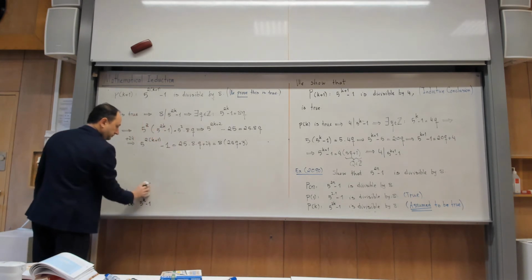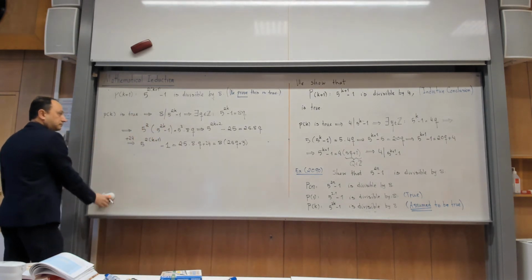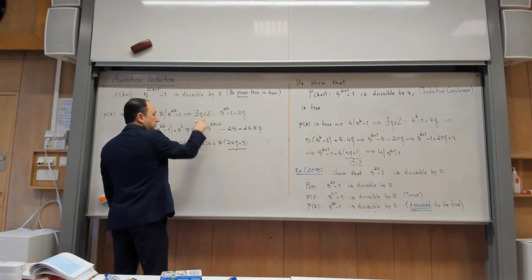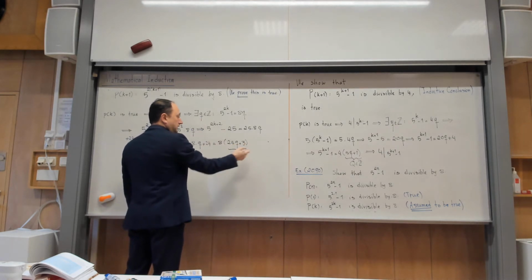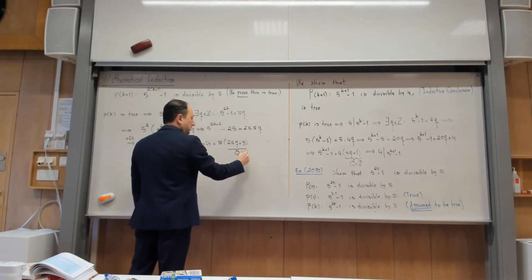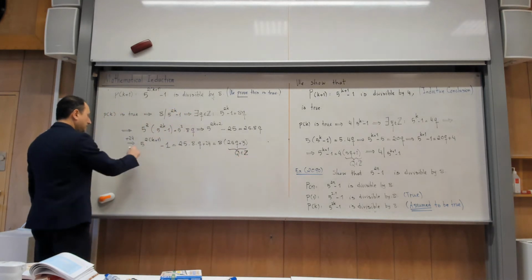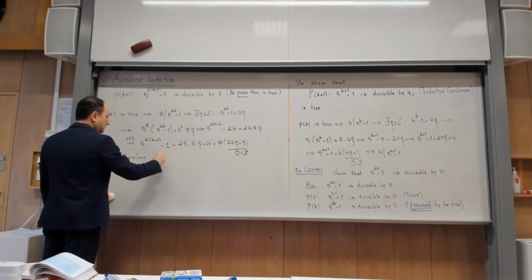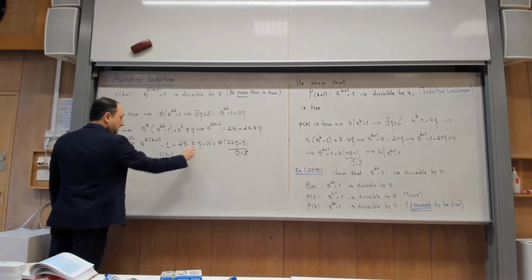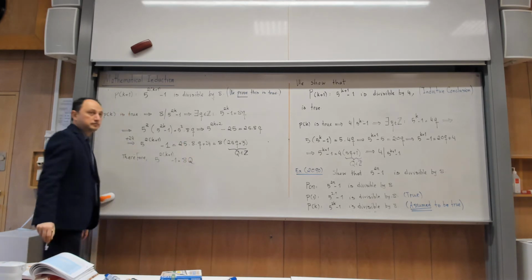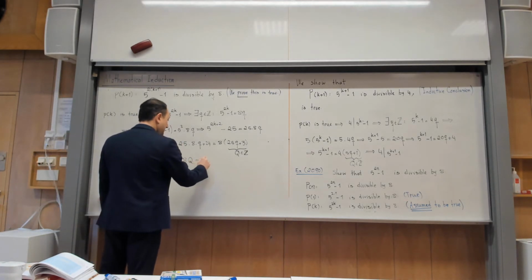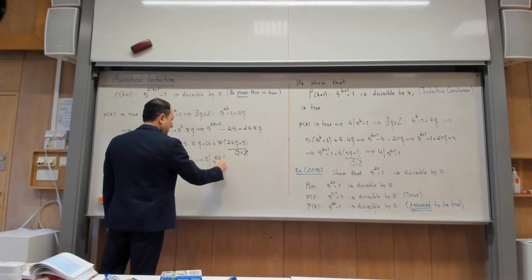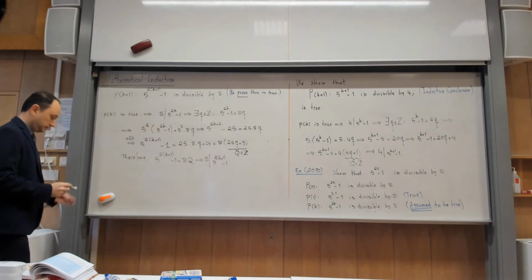Agreed? And now, can I be sure that this is an integer? If you go back, q was an integer, multiplied by 25 is an integer, add 3 to it is an integer. So if I call it q, I am completely sure that this q is an integer. So this means that, therefore, 5 to the power of 2k plus 2 minus 1 is 8 multiplied by an integer. And this exactly means that 8 divides this combination. Is that right?